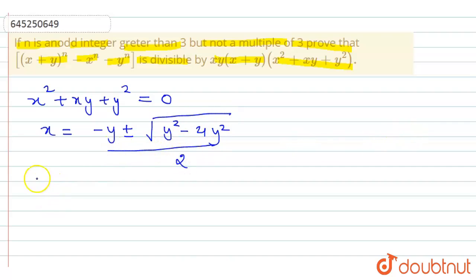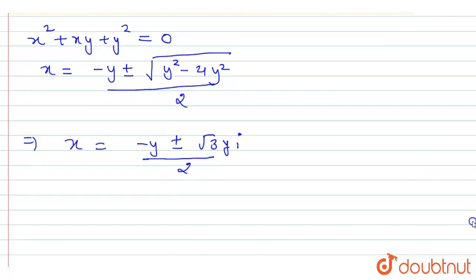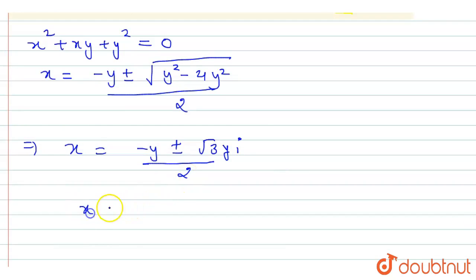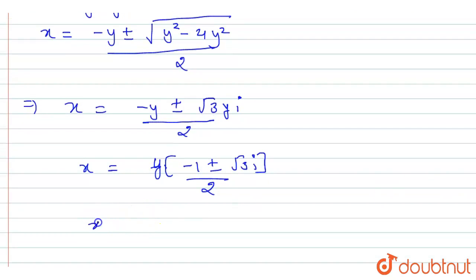From here we can write x equals minus y plus minus root 3 y iota upon 2, because y square minus 4y square is minus 3y square. Now we can take y common: y times minus 1 plus minus root 3 iota upon 2. So the roots of x are y omega and y omega square.